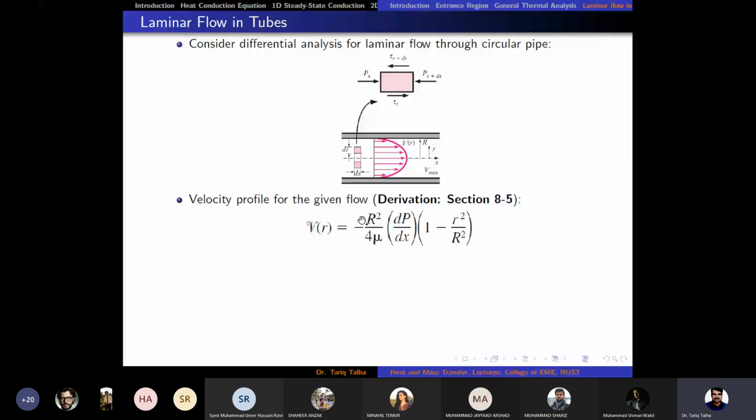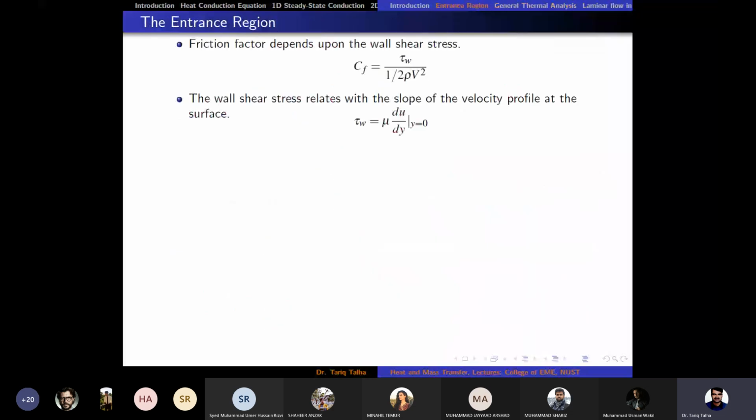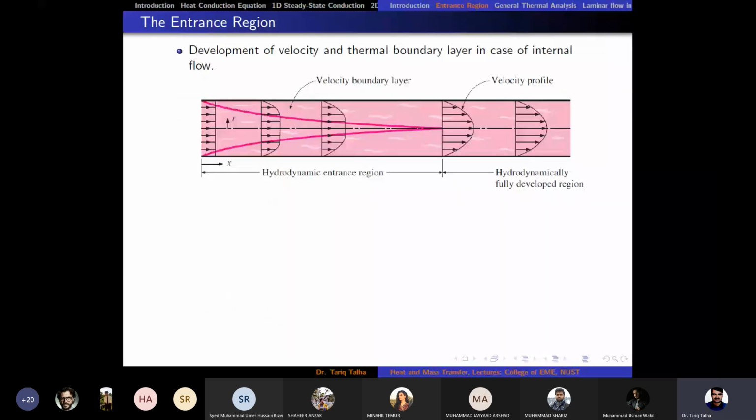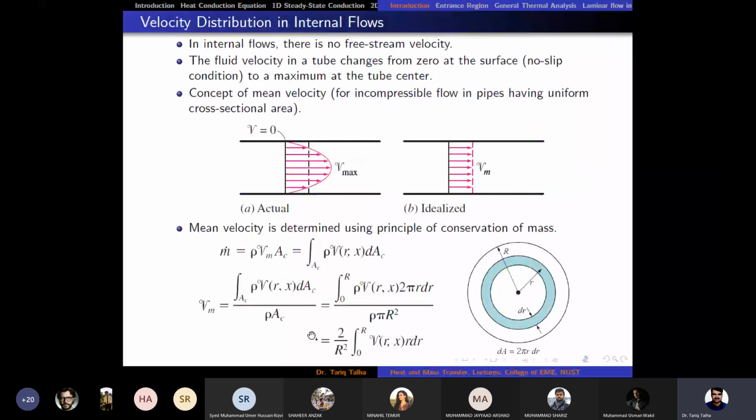So from here, if we want to calculate the mean velocity, we know that we derived one formula in the beginning of this chapter. That was Vm is equal to 2 upon R square into the integral of Vr, rdr. So we are going to use this, and we put that value in this relation.